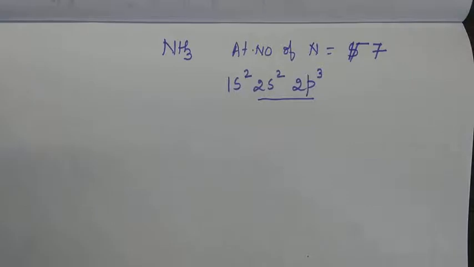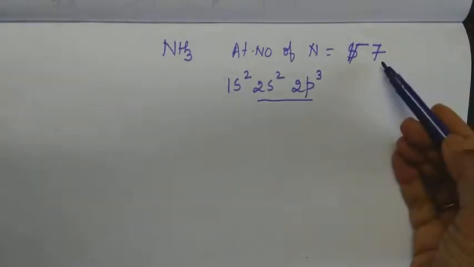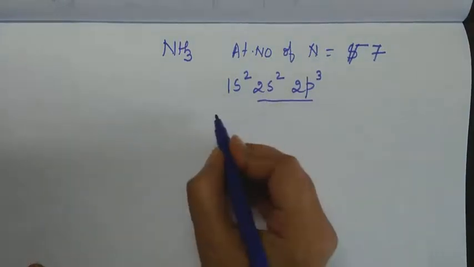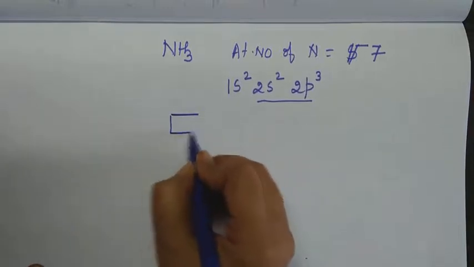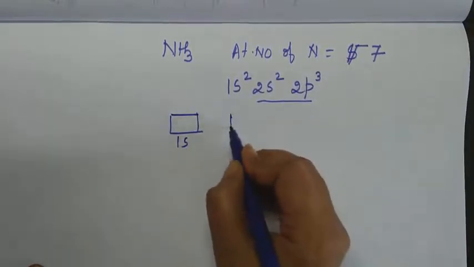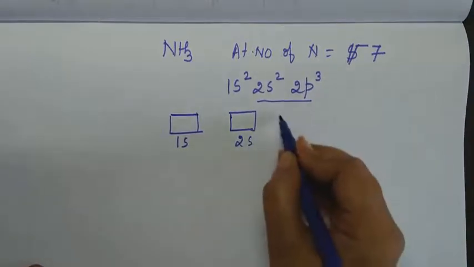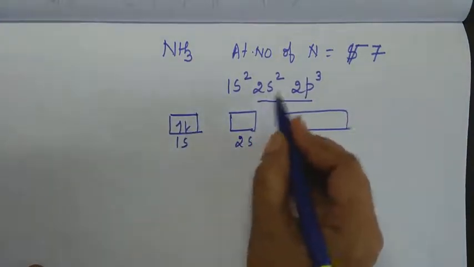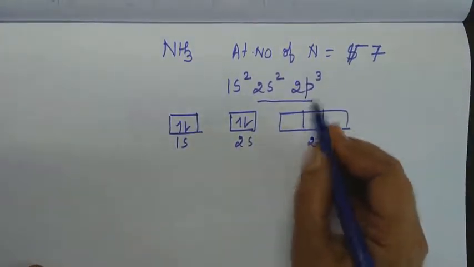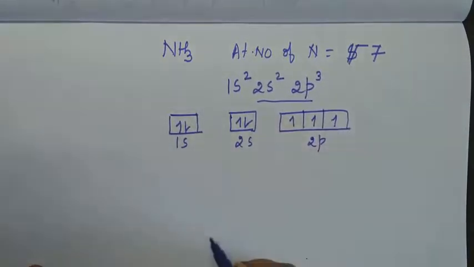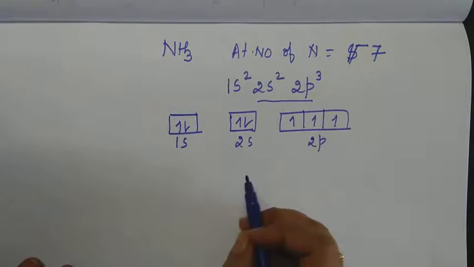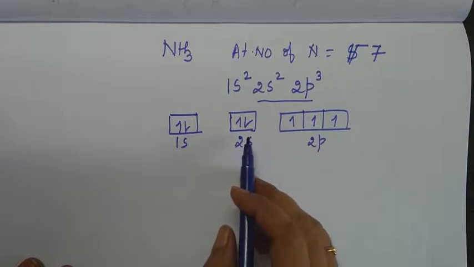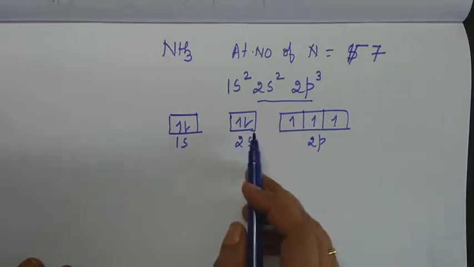Ammonia. The atomic number of nitrogen in ammonia is 7. So its electronic configuration will be 1s2, 2s2, 2p3. We shall try to put it in the boxes here. So this is the 1s orbital, then this is the 2s orbital, right? And then you have the 2p orbitals. So 1s has 2 electrons, 2s has 2 electrons, and you have 2p orbitals here with 1 electron each. Now here what happens is there is no jumping of electrons from the 2s orbital to the 2p orbital, because half filled and completely filled orbitals are more stable.